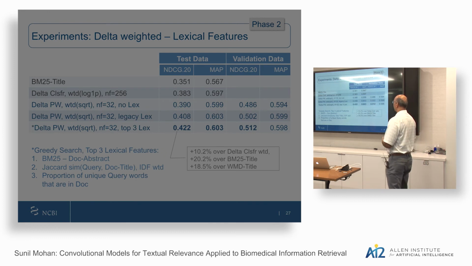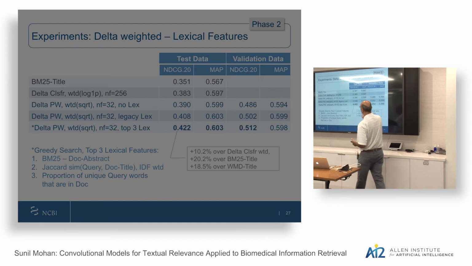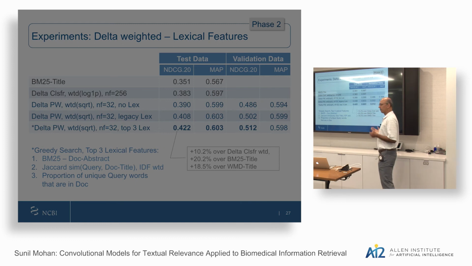So now the question is, which lexical features work the best? So I tested a model with 32 convolutional features and no lexical features at all. Somebody asked whether I tested lexical features only, but I tested one with no lexical features. So even that outperforms the classifier model with lexical features. And legacy lex is using the same lexical features as were used in the classifier model. And then I did a greedy search over a space of a bunch of lexical features and then picked the top 3, and these are the results. And that gives the best performance. I show validation because really this is the column that I'm using to pick the best model.